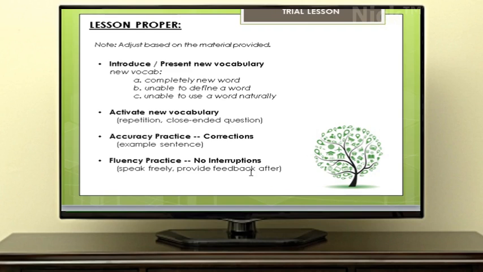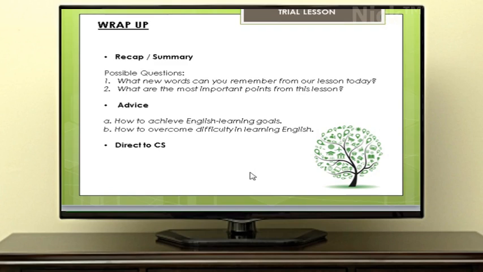And then of course the last part is the wrap-up. This is where we do the recap and provide a brief summary. And instead of spoon-feeding students with information, we can actually extract the important information that they've learned from us. So we can do so by asking some questions such as, what new words can you remember from our lesson today? Or what are the most important points from this lesson?